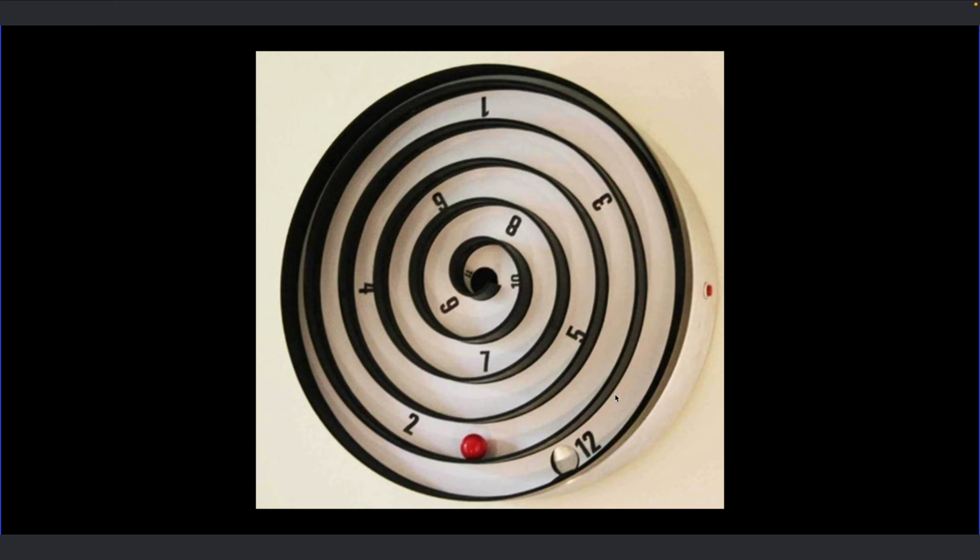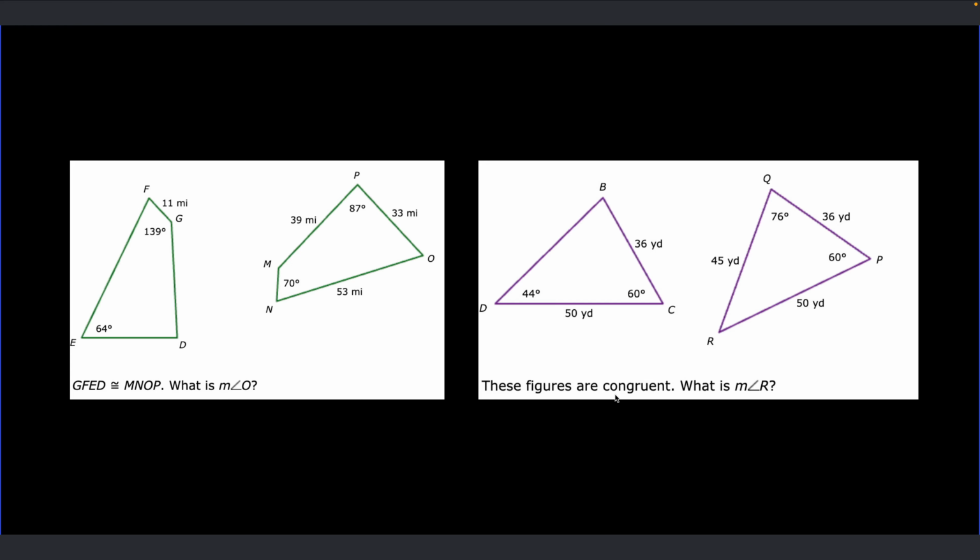All right, here's our cool clock for today, which means that it's time for you to practice what you just learned. Go ahead and pause the video, try these two problems on your own, and when you're ready, you can unpause the video and we'll check your answers.